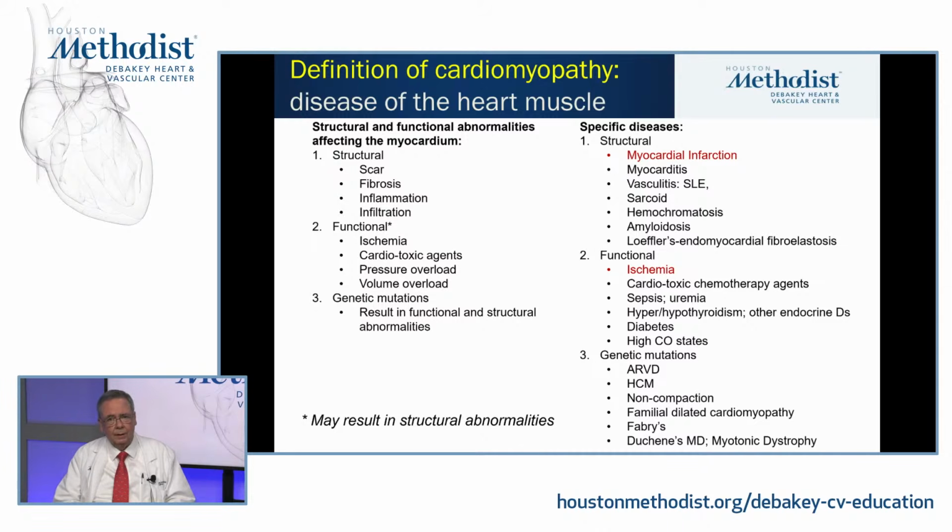On the genetic side, there's a whole multitude of genetic disorders. Here showing some of the most common ones: ARVD, hypertrophic cardiomyopathy, noncompaction, familial dilated cardiomyopathy, Fabry's disease, Duchenne's muscular dystrophy, myotonic dystrophy, and so on. So that's one way of thinking about it.